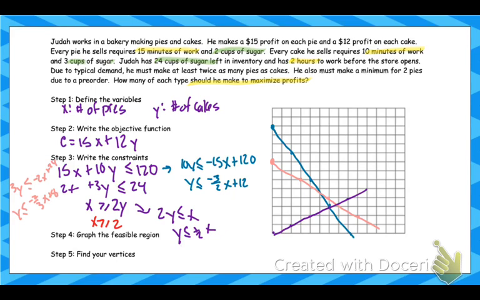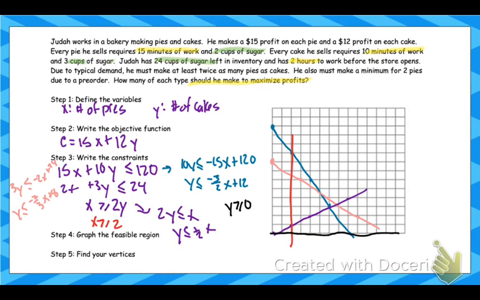All right, and then my last equation, x is greater than or equal to 2. And if you don't see it, there's one more constraint that we do want to include, because we can't have a negative number of any of these. I'm also going to include that y is greater than or equal to 0.